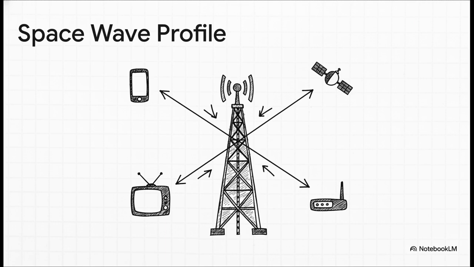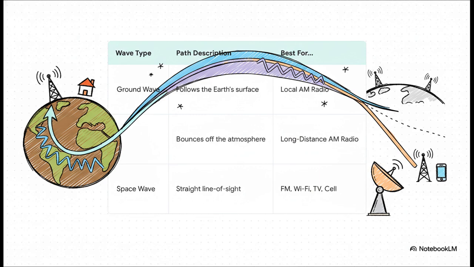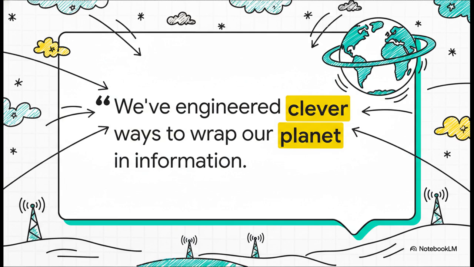So to wrap it all up, we've got three totally different ways that signals travel. We have the ground waves for local stuff, sky waves for super long distances, and space waves for all the high-speed signals that power our world today. Each path is a different tool for a different job. When you step back and really think about it, it's just remarkable. We've actually learned the rules of these invisible waves and figured out how to use our own planet and its atmosphere as part of the system to send messages just about anywhere we want.